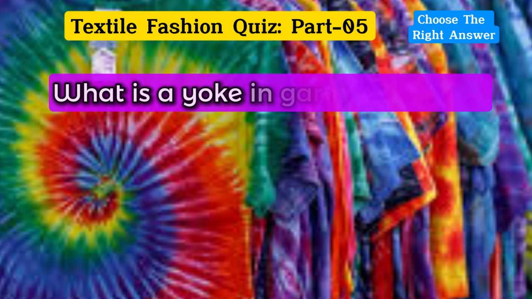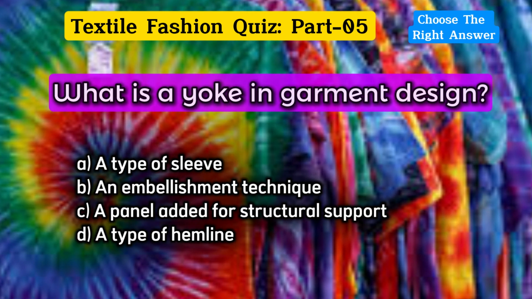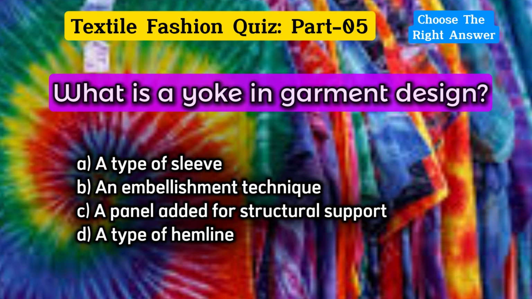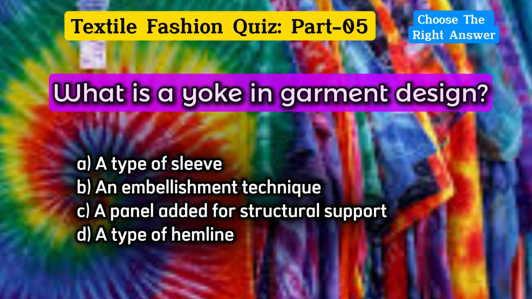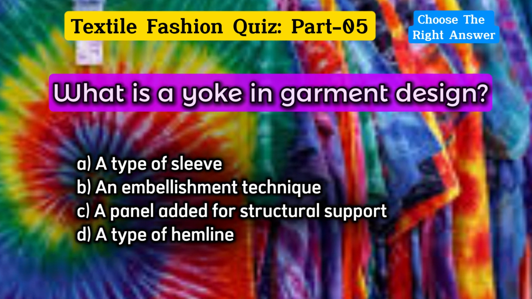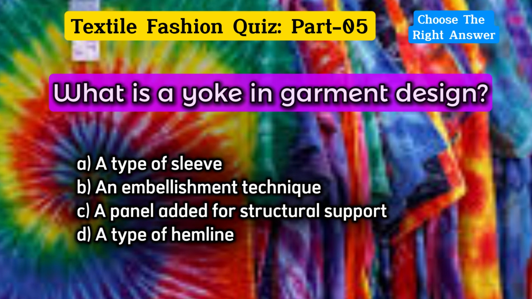What is a yoke in garment design? A. Type of sleeve. B. An embellishment technique. C. A panel added for structural support. D. A type of hemline.